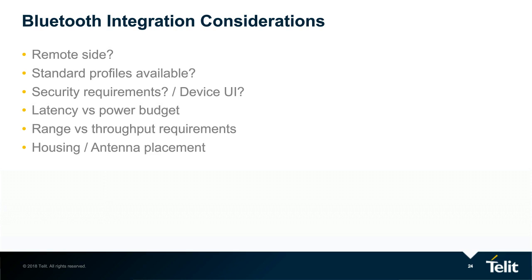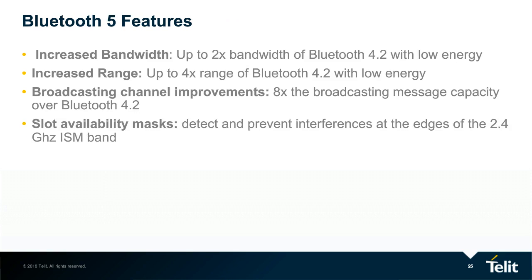So looking at the Bluetooth 5 features in particular, because they open up a whole lot of new applications for Bluetooth, and actually they enabled Bluetooth to be on the same level as Zigbee in a lot of applications. We have, on the one hand, the increased bandwidth, increasing the 1 megabit to 2 megabit PHY.